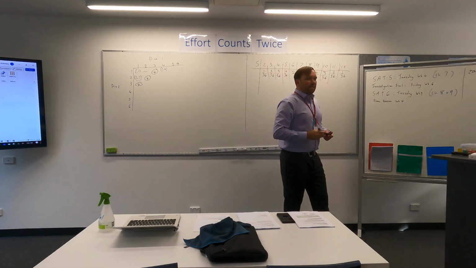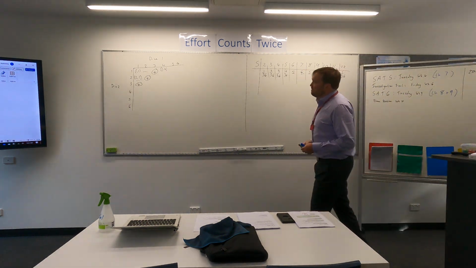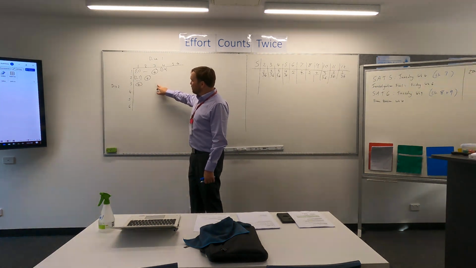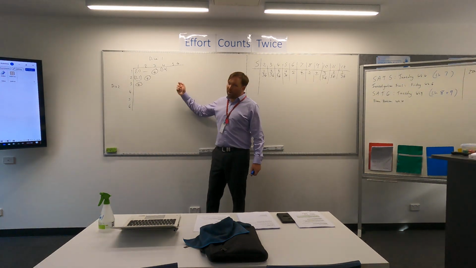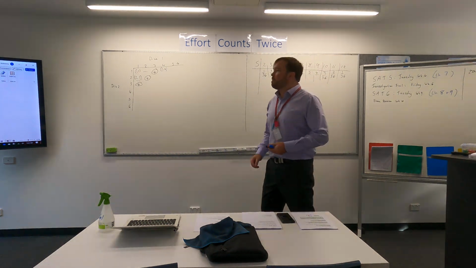Lovely. So 7 is the most. Yes, there are more ways to make a 7 than any other number, because you've got 6 and 1, 5 and 2, 3 and 4, 4 and 3, etc. So there are 6 ways to make a 7. If you roll a pair of dice, 7 is the most likely outcome.